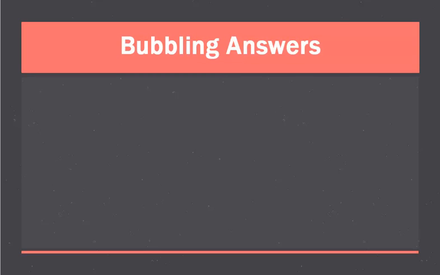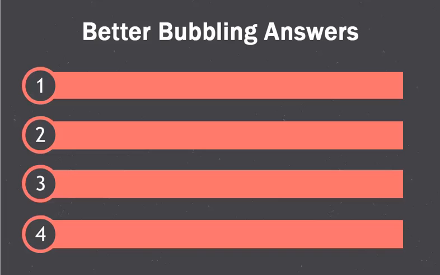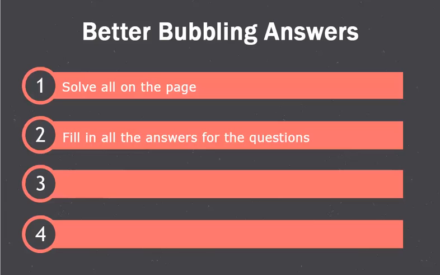You can improve your time and hence your score on standardized tests if you bubble in the answers right. We're used to doing it where we solve the question, find the answer, fill in the bubble, repeat with the next answer choice. There's a better way to do it. First, solve all the questions on the page. Then fill in that block of answer choices. Then repeat it with the next page, and so on and so forth.